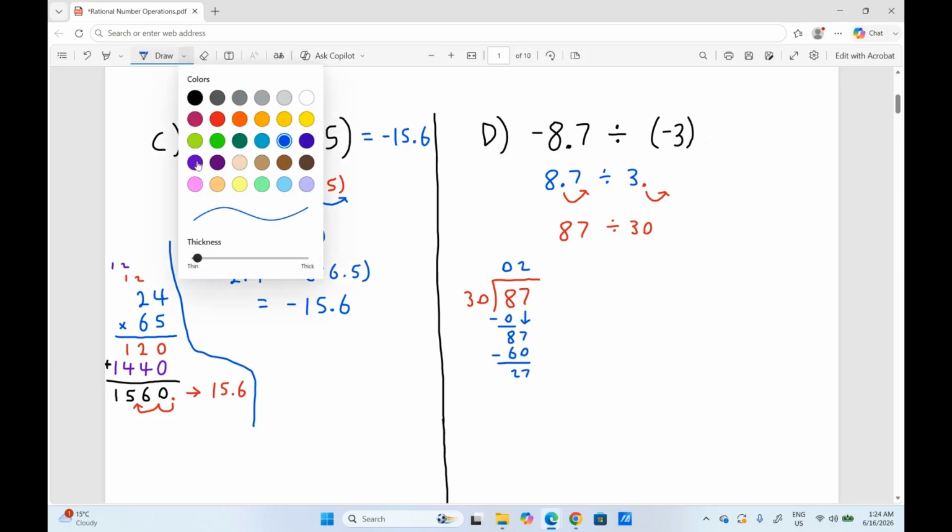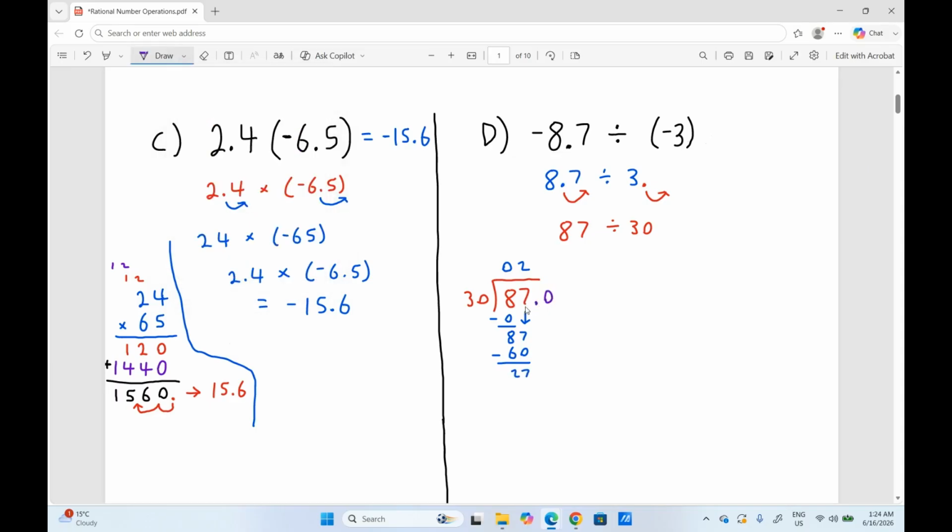Now from here, you have to know this. 87 is the same as 87.0. So I just added a decimal here because 87 is the same as 87.0. If the decimal is here, I have to add one up here as well now. Now I can bring down this 0 to let this be 270. 30 goes into 270 9 times. And now I subtract that, I get a remainder of 0. So my final answer would just be 2.9. I don't have to move the decimal place back after that. So that was an aside.